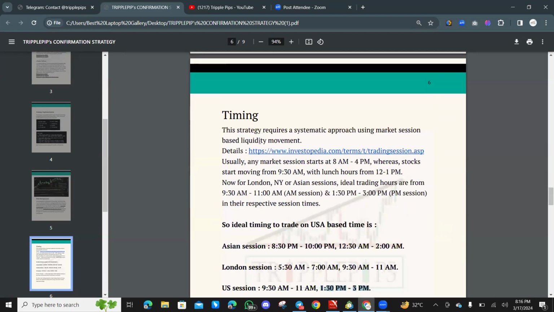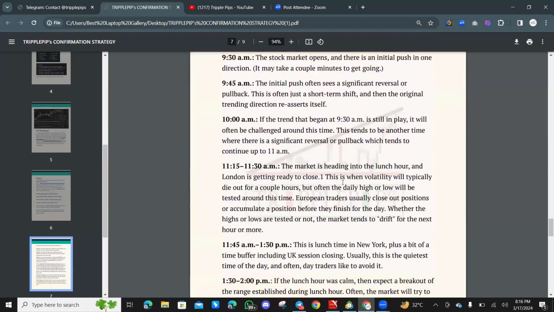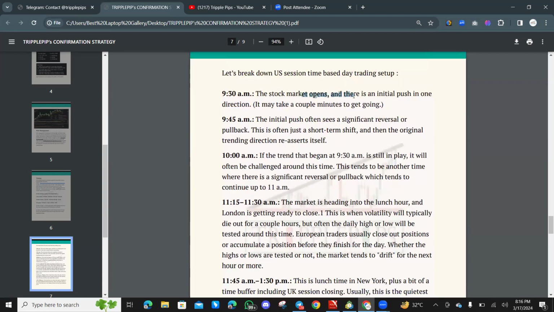Now, the timing related details you can find in these links. And later on, we have a breakdown of why these timings are important. Let's just say at 9:30 a.m., the US stock markets open at that time, and the UK PM session also opens at that time. So a huge liquidity rush happens in this time, right here.